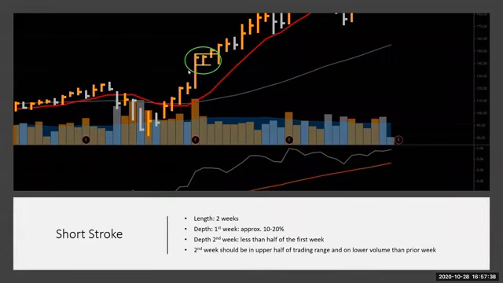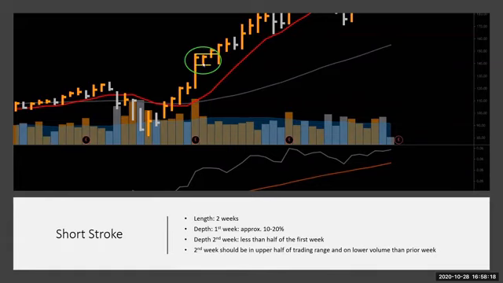The depth of the overall pattern tends to be in the neighborhood of 10 to 20%, right? Like that one big week up. And then the second week, in order for it to be valid, should be less than half the depth of that first bar. So if this is 20%, this bar should be 10% or less. Ideally, it should be in the neighborhood of a third or a quarter, but at minimum 50%.